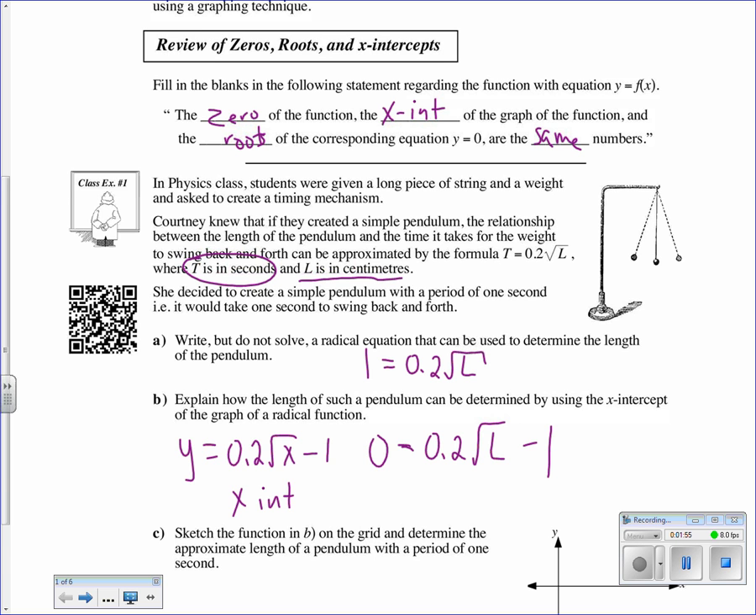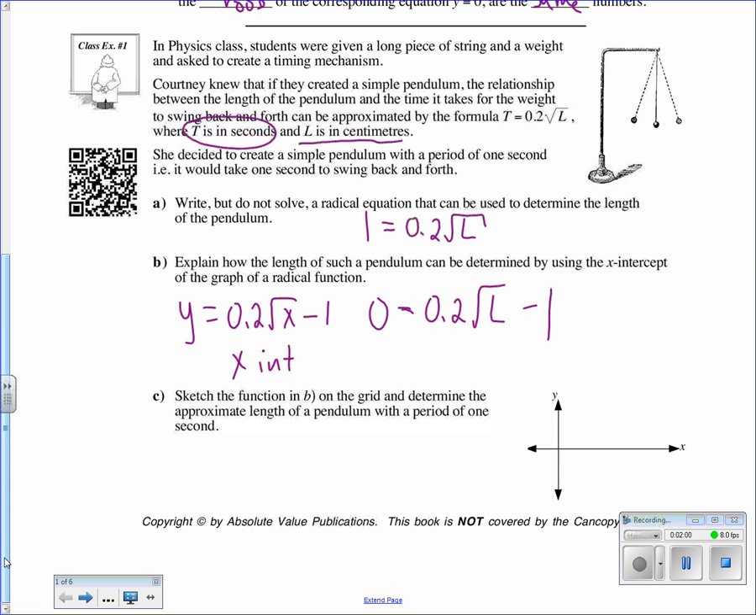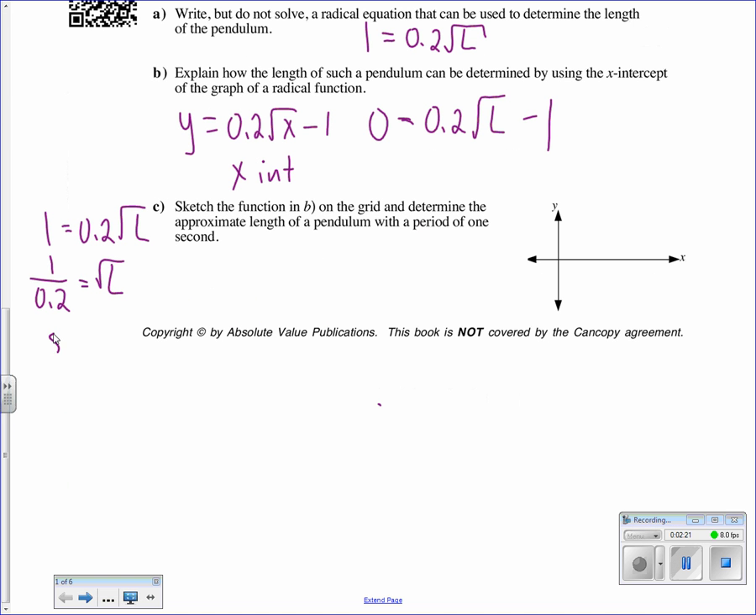There are other ways, of course, to solve radical equations, and we should take a look at least one of them. 1 equals 0.2 square root L. For myself, I like to have the square root isolated, so I would go 1 divided by 0.2 is equal to the square root of L. I would figure out what that is. So 1 divided by 0.2 is 5. 5 equals the square root of L. And then square both sides. So 25 would be equal to L, and in this case, 25 centimeters. And my graph should have shown that as well.